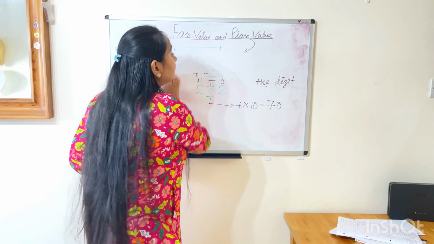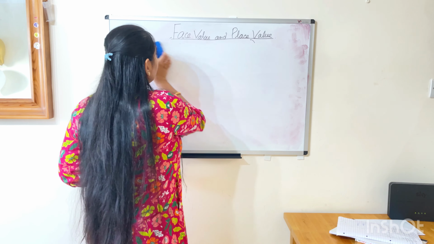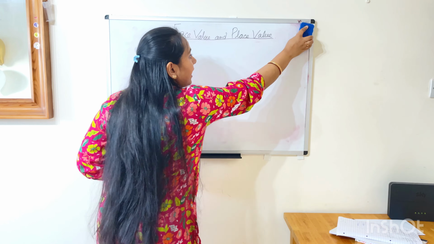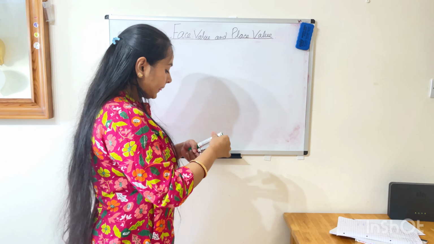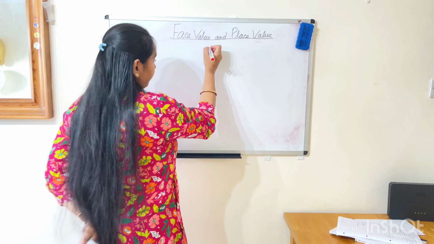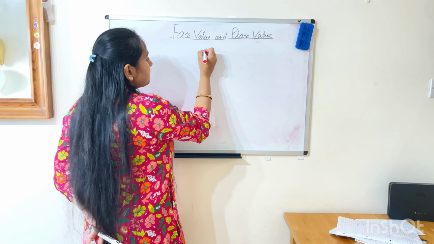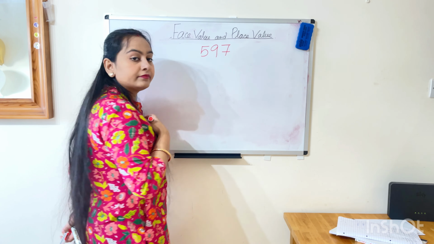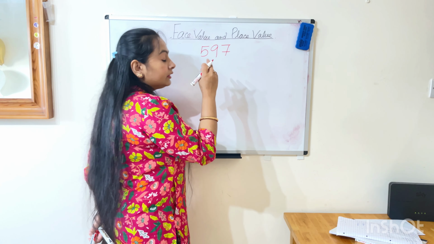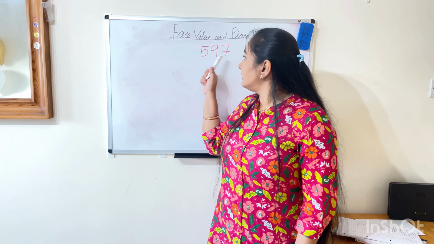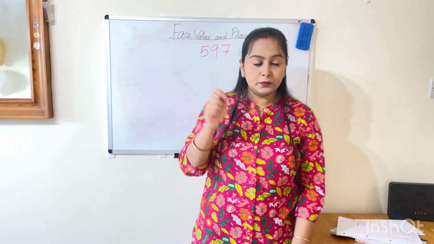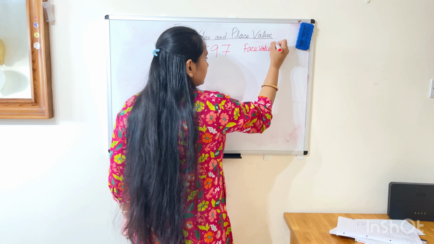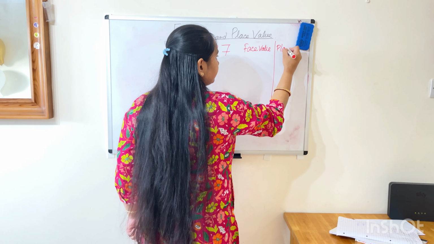Now we'll do the face value and place value together. That will help us, or you can say that will clear our knowledge properly. Suppose one number is 597, and I have asked you to find out each of the digits' face value and place value. So first face value, and then the place value.